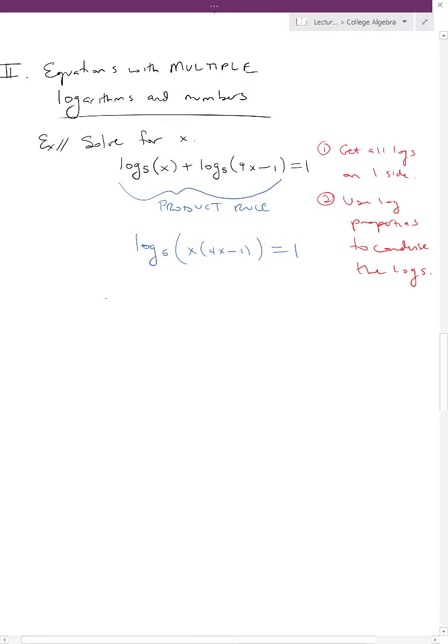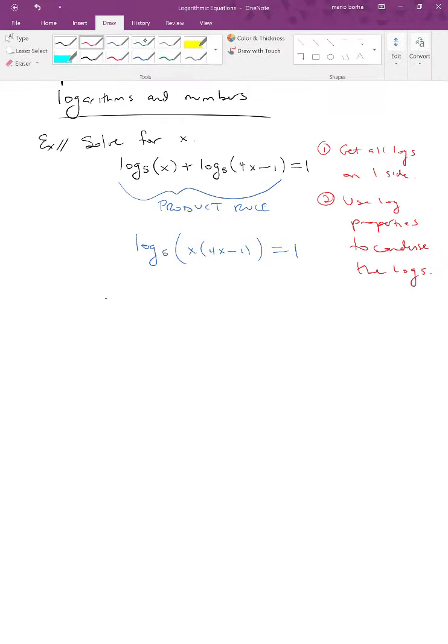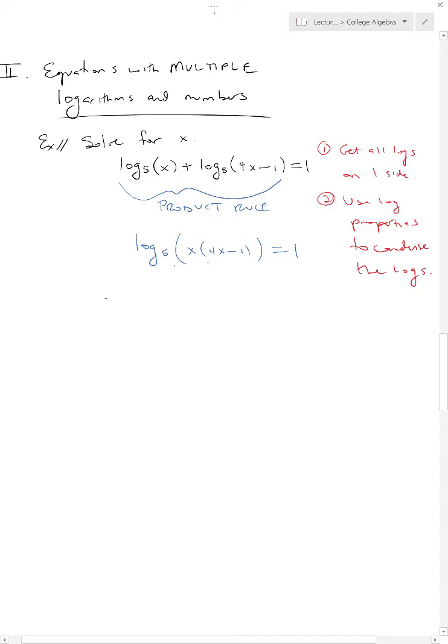Okay, and so now what do we have left? We have a logarithm equation with one log and a number. And since the log is already by itself because we condensed it, and because of the way we do this process, I look at my base. Now I can legally exponentiate both sides at my base. And so I have 5 to the log base 5. These essentially cancel each other out. So I have x times 4x minus 1 on this side, and 5 to the first power is 5. And so it's very important to remember to exponentiate both sides.